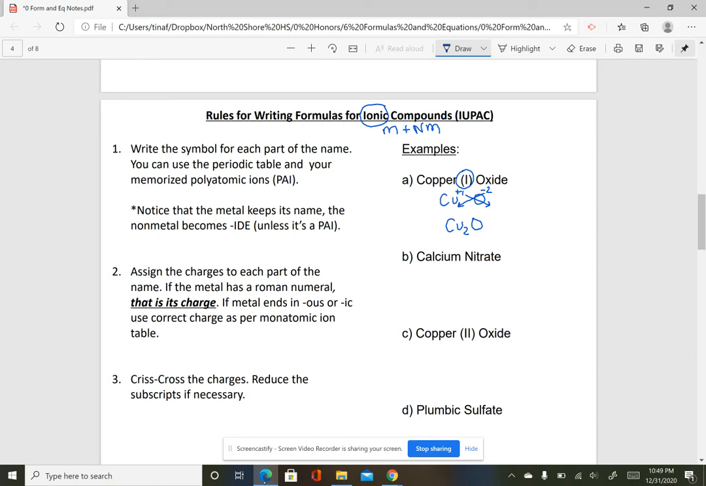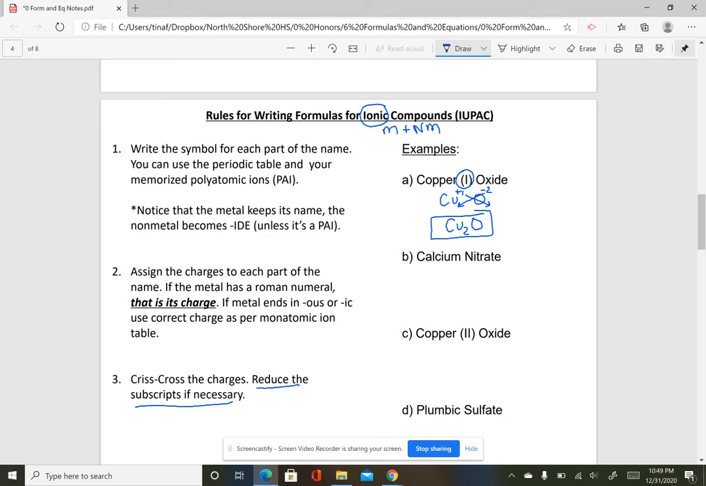And the last and final step is to reduce the subscripts if necessary. If my subscripts are a 2 and a 1, I can't simplify them anymore, so I would be done there. This would be my formula for copper 1 oxide. All right.